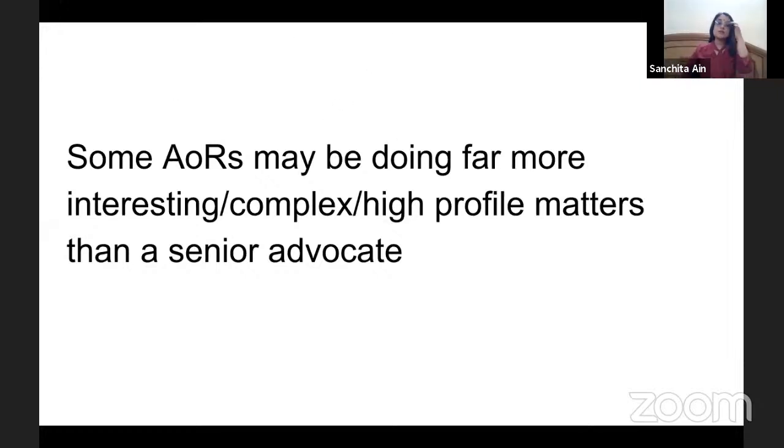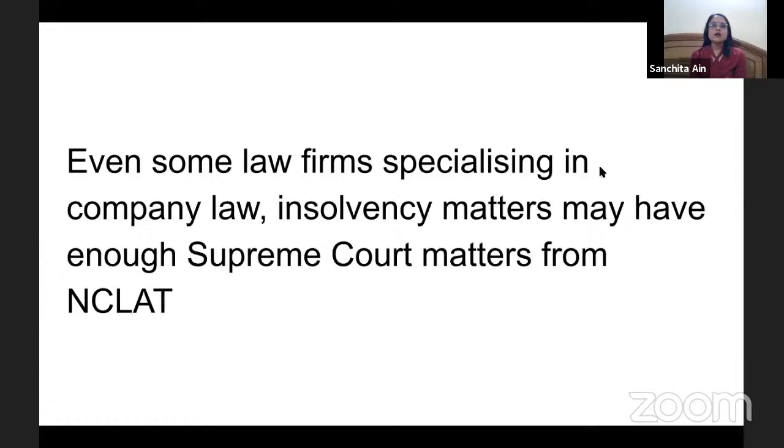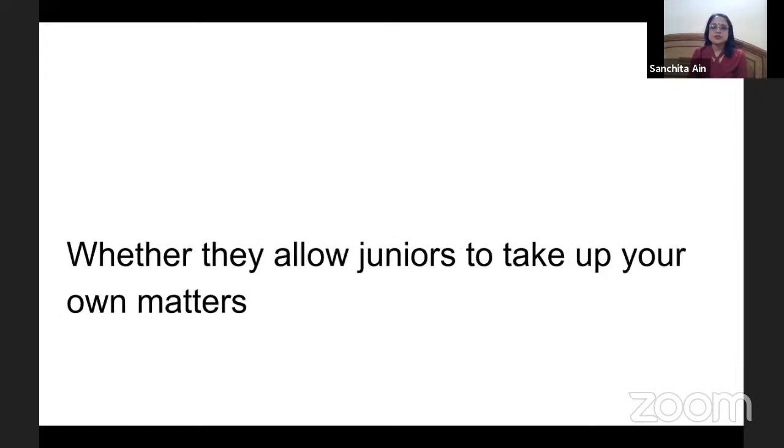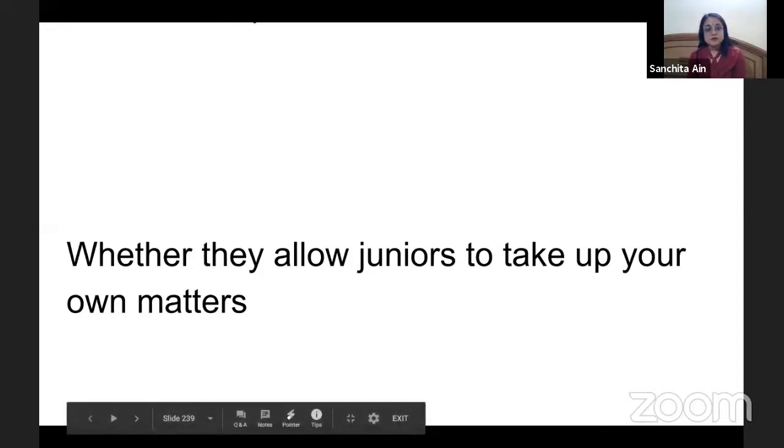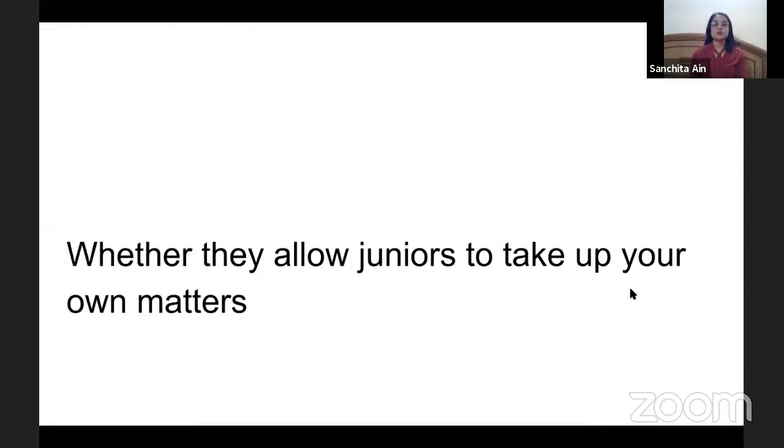Okay, so some AORs may be doing far more interesting, complex, high-profile matters than a senior advocate. If you get placed there, my question would be, would you still need to work with a senior advocate? No, you may skip that part, right? You may rather work at a law firm or with an AOR who does way more complex cases or deals with way more complex issues, right? So I told you this example, a law firm that keeps briefing. Whether they allow juniors to take up their own matters, this may be interesting because at some point you will start taking your own matters by working at the senior's office, and this helps.